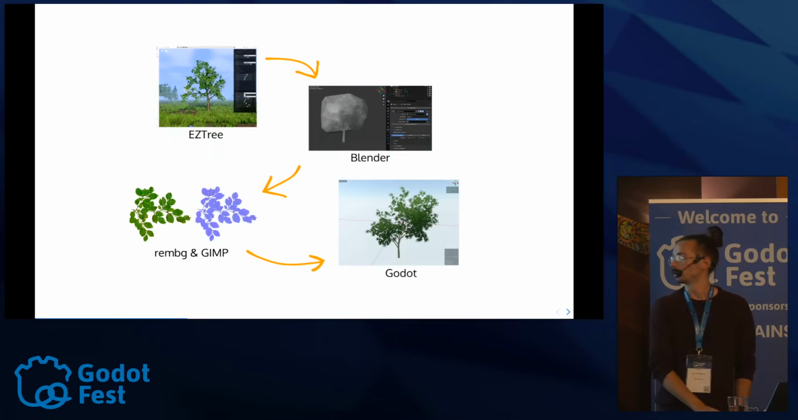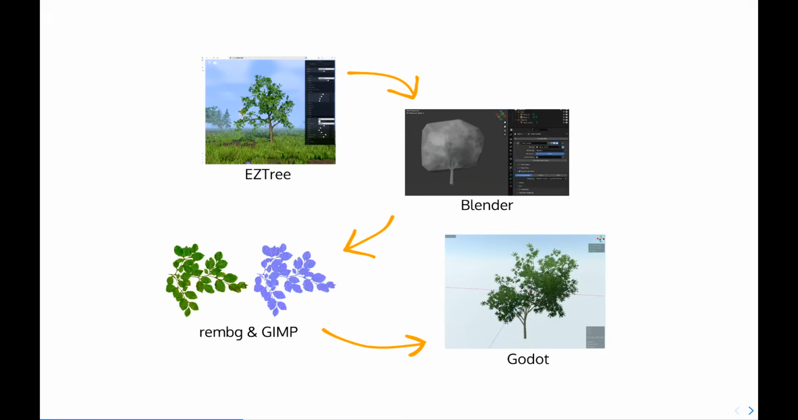So this is our workflow for trees. It's really easy. You just model a tree in EZTree, fix the normals in Blender, get a texture, get your normal map for your texture, and you can use it in Godot. So it takes like 30 to 60 minutes to get a tree like that, looking really good.